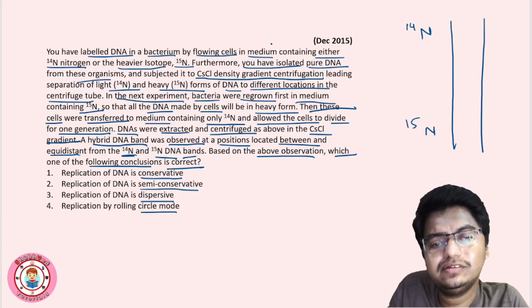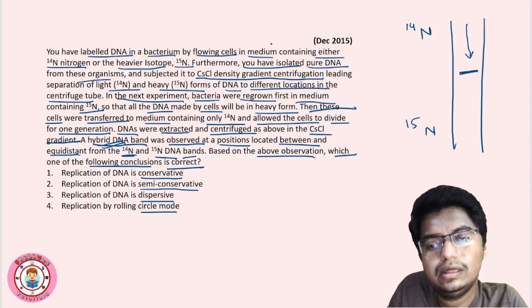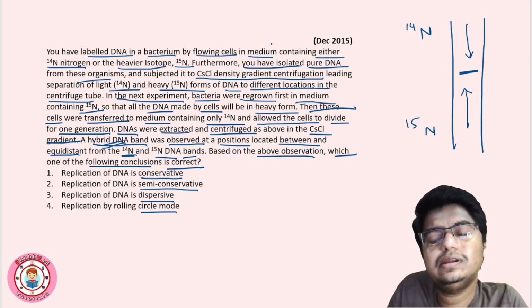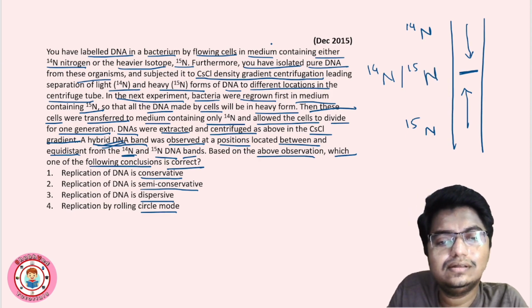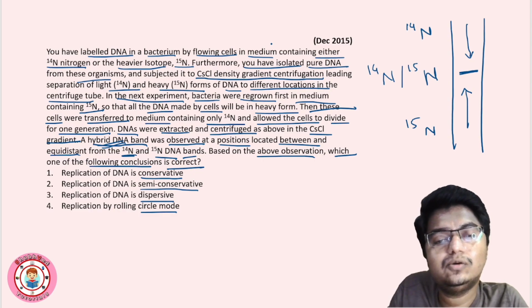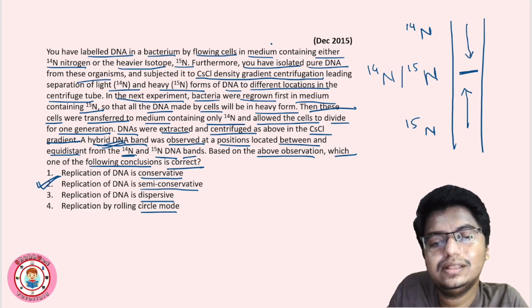So in the question it is mentioned that a hybrid DNA band was observed. Okay, meaning between N14 and N15 we got a band here, which is at equal distance from N15 and N14, equal distance from here as well as here. Basically this is semi-conservative because N14 is present here, N15 is also present. Both the isotopes are present in equal amount, right? So this is a semi-conservative mode of replication, right?